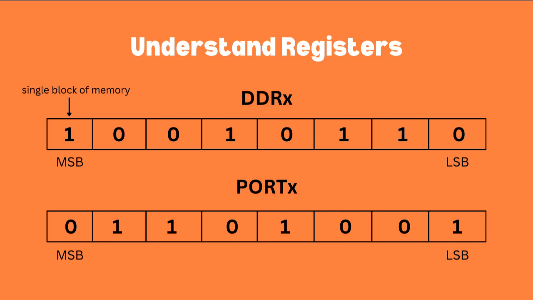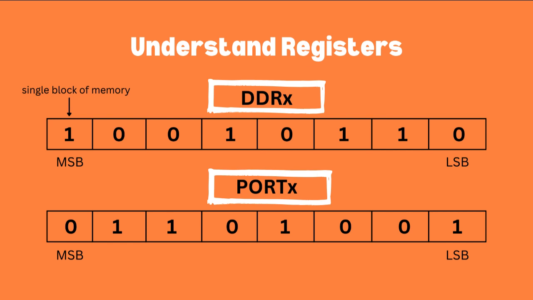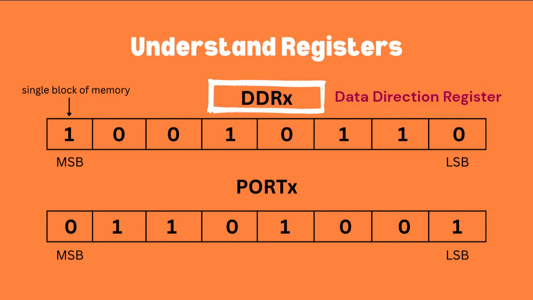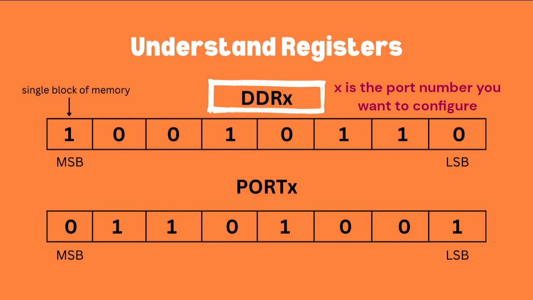Registers are basically used inside of a microcontroller for configuration and interfacing purposes. So we'll understand the same with the help of an example. On screen you can see a DDRx and a PORTx register. We'll look at the DDRx register first. DDR stands for data direction register, and X is a substitute value for either A, B, C or D. The A, B, C or D over here stands for the port names.